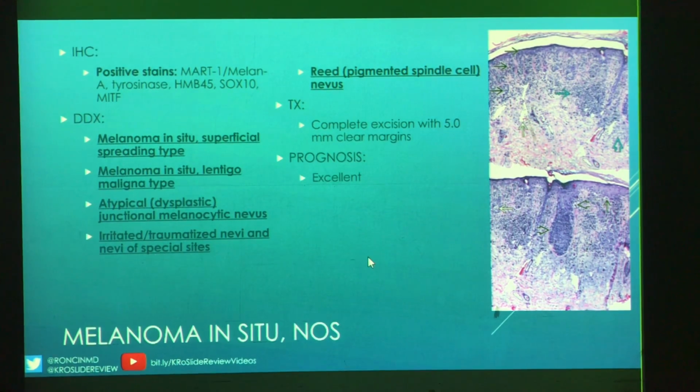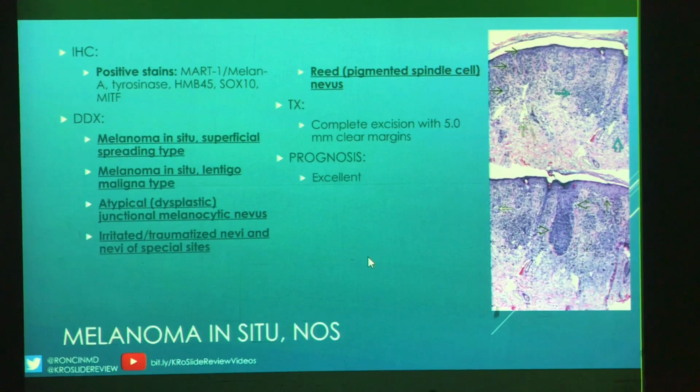So okay, what are we going to have in our differential for melanoma-in-situ NOS? Well, multiple different types of melanoma-in-situ, because of course there's different types of melanoma-in-situ. You'd also want to think about, is this an atypical or dysplastic junctional nevus, or is it an irritated or traumatized nevus that is either congenital or acquired, but it's just been picked at or irritated in some way, and that can induce this atypia as well. And again, we see that Reed nevus also makes an appearance.